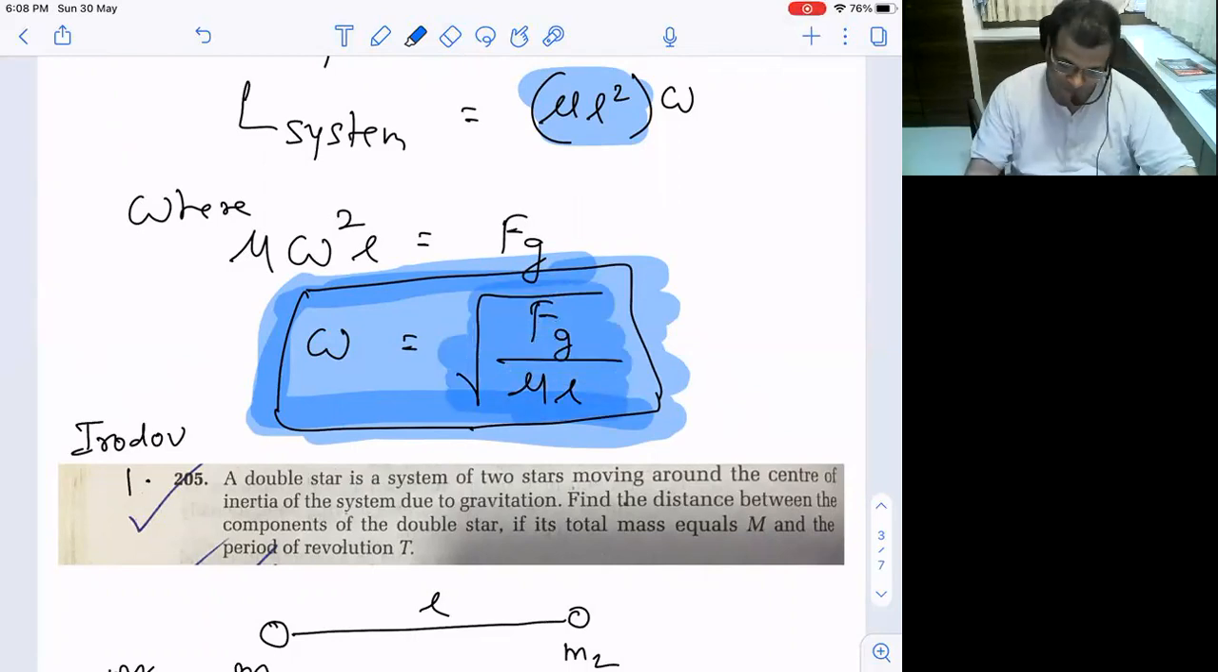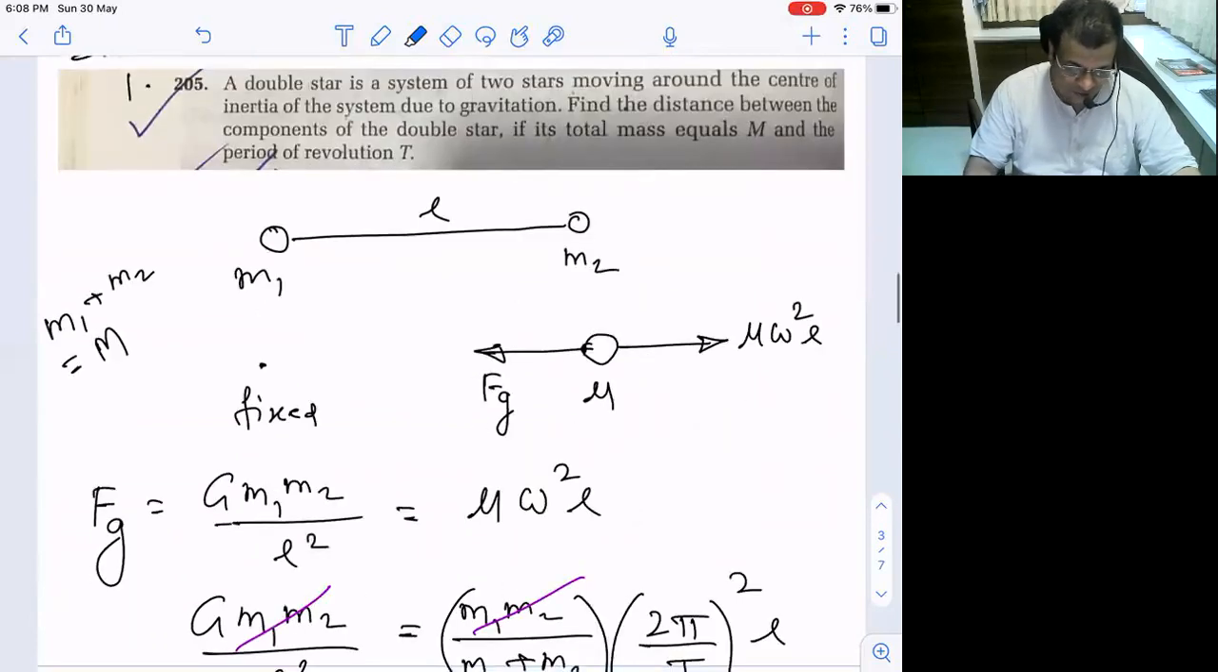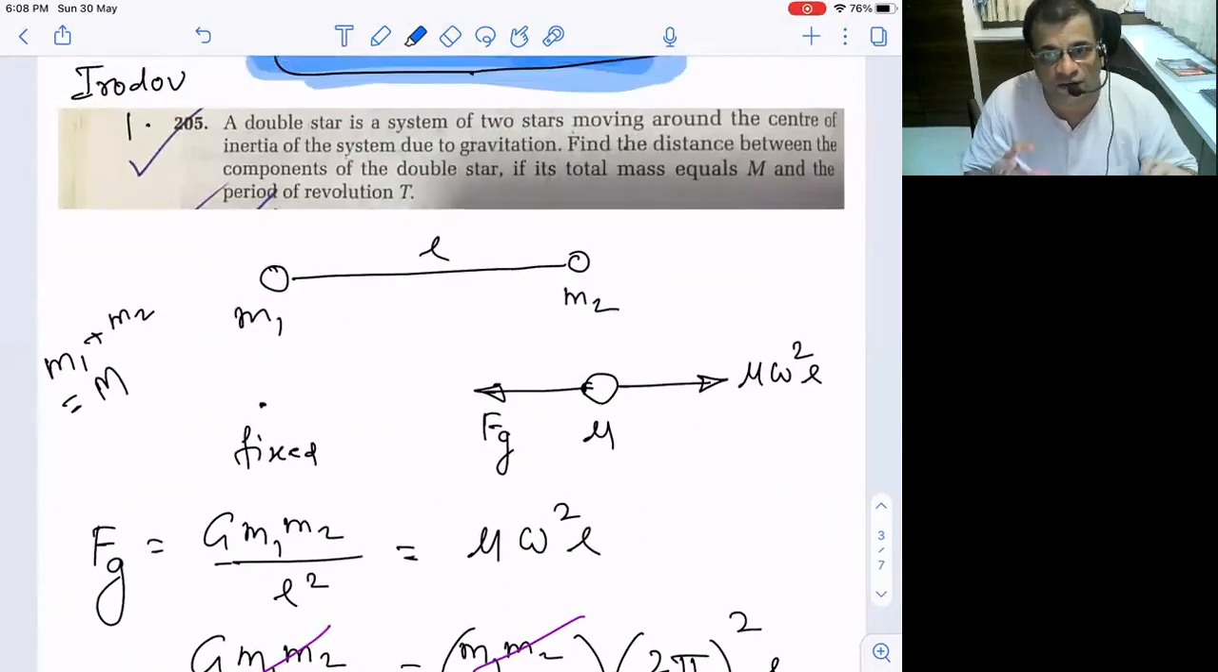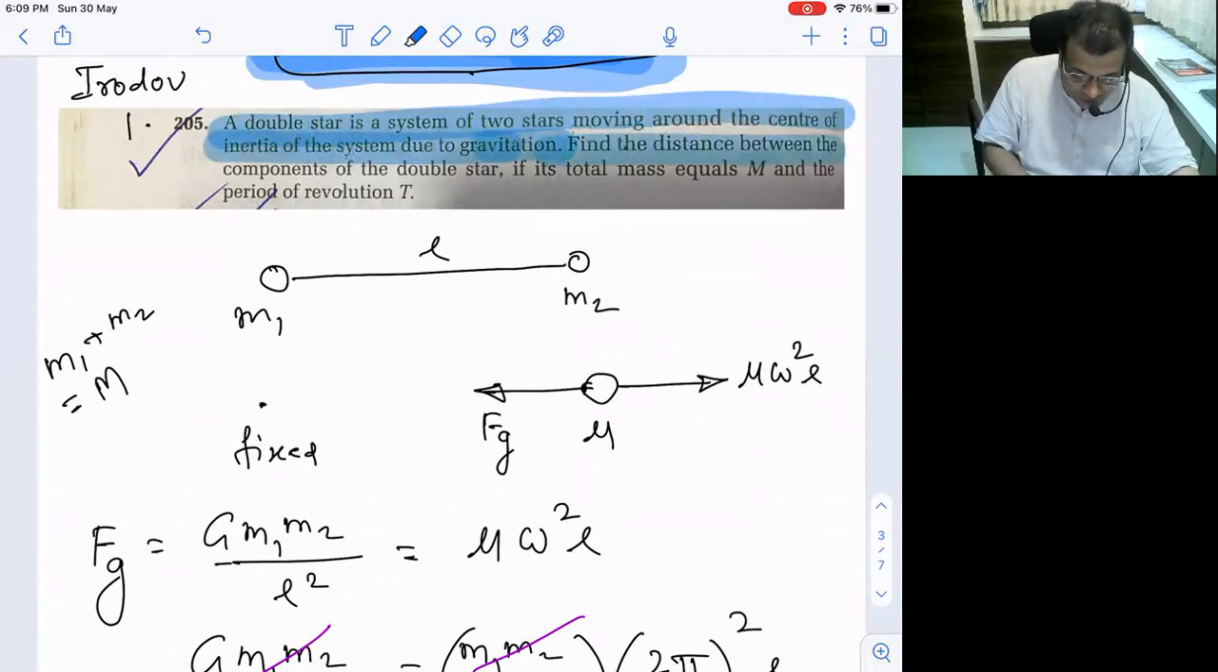Mu is the reduced mass. To illustrate this particular concept, I have taken a couple of examples here. One is an example from Irodov, problem 1.205. A double star system is a system of two stars moving around the center of inertia of the system due to gravitation. Find the distance between the components of the double star.